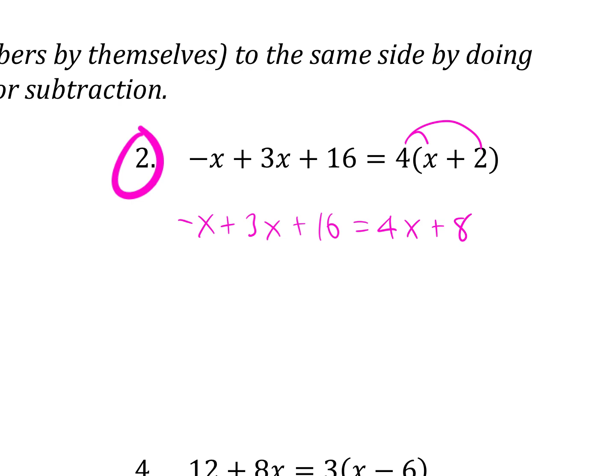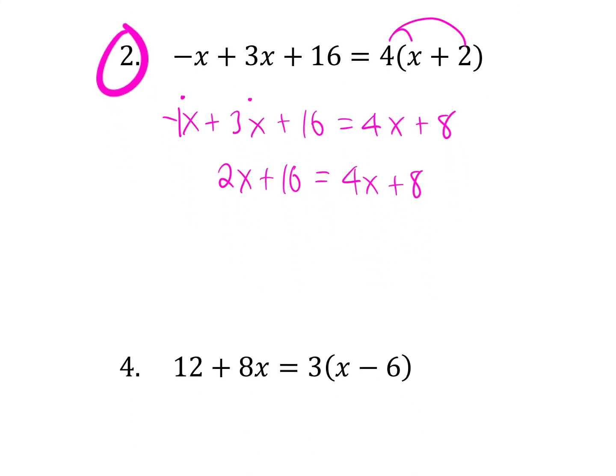No. Are there any like terms on either side, kind of separately of the equal sign? Yeah, on the left side, I see 2 like terms. I got the negative x and the 3x. So what's negative 1x plus 3x going to be? 2x plus 16 equals 4x plus 8. Okay. Any other like terms? No. Now we need to get all the x's to one side.